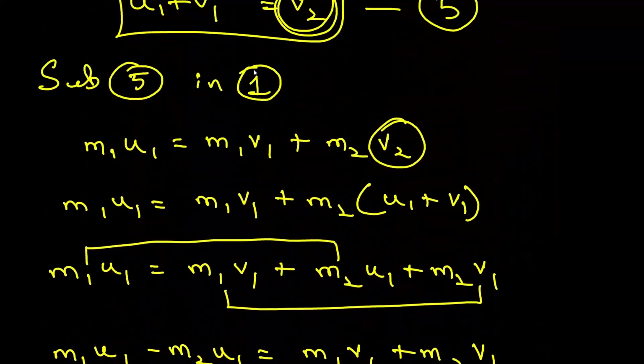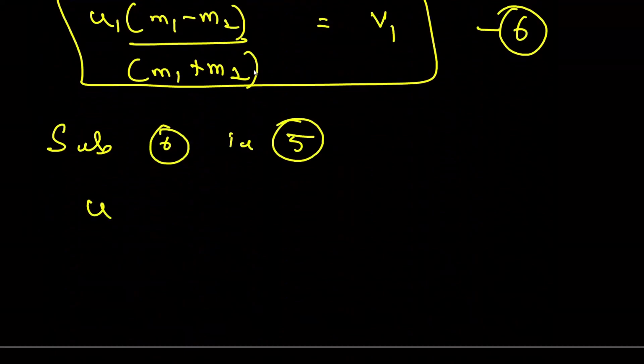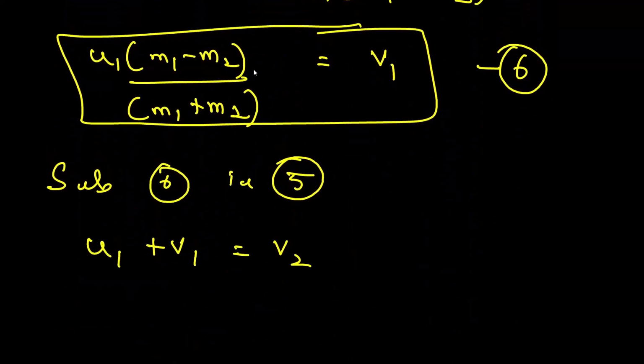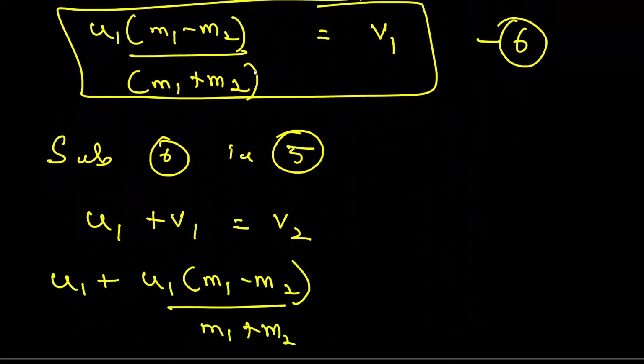5 is what? 5 is U1 plus V1 is equal to V2. I'll copy that. U1 plus V1 is equal to V2 is equation number 5. I am telling you, substitute 6 in 5. So U1 remains as it is. Instead of writing V1, since we know the answer, write U1 into M1 minus M2, whole thing divided by M1 plus M2 is equal to V1. That's all.